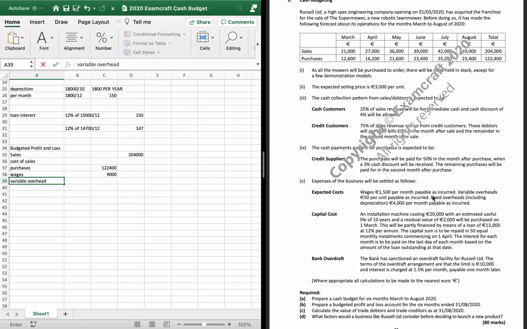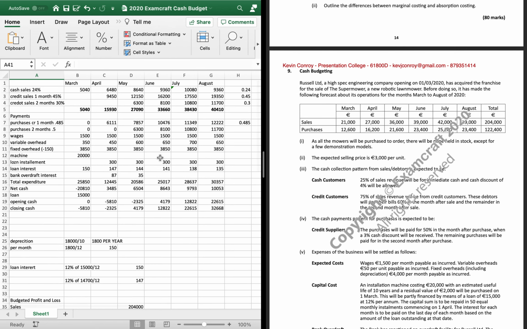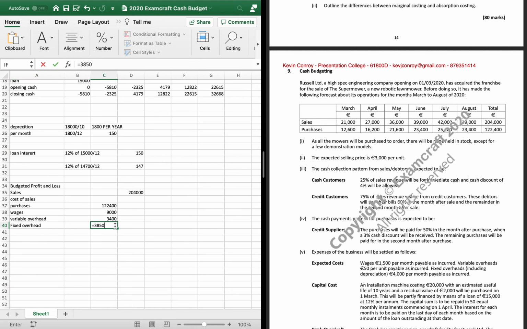We've got our variable overhead, which was a per unit. Our variable overhead is 50 a unit, so 204 divided by 3,000 per unit, and we're going to multiply that by our cost per unit, which is 50. And that gives us 3,400. Our fixed overhead, now that's a figure from the question, it's 3,850, and that's by 6 months, so 23,100. Now we'll just take them away as our cost of sales. That'll give you a gross profit of that much.